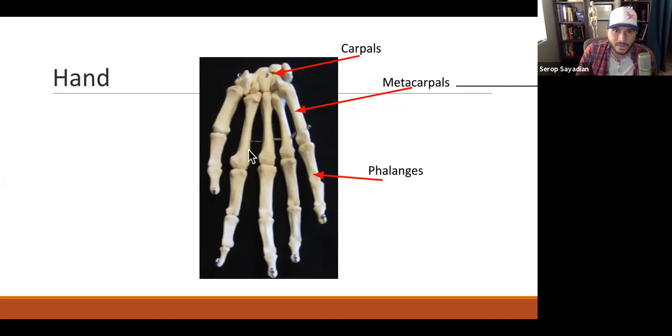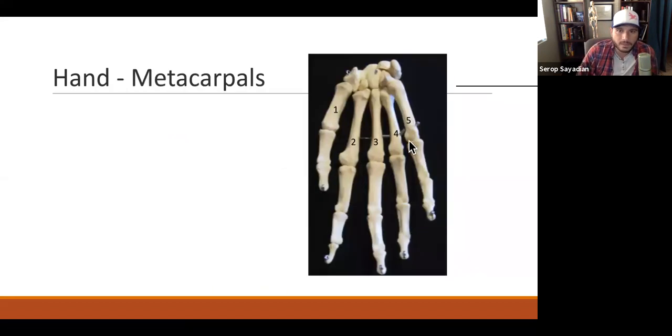And there are 5 of them. You're always going to label starting from the thumb. So you have metacarpal 1, metacarpal 2, 3, 4, and 5. So if I were to give you a question like, what is this bone here? You would write second metacarpal or metacarpal 2. And then the last bones. Okay, so here are the metacarpals.